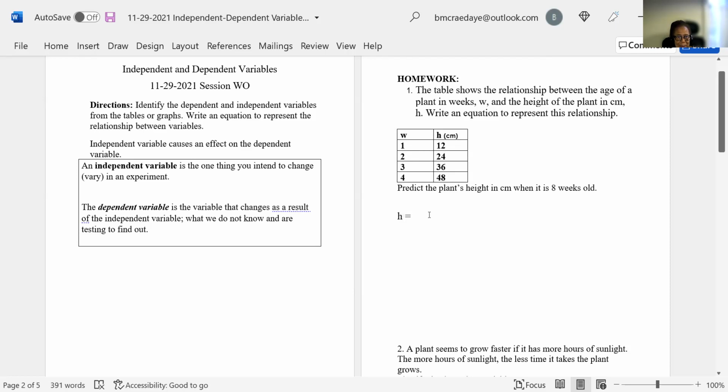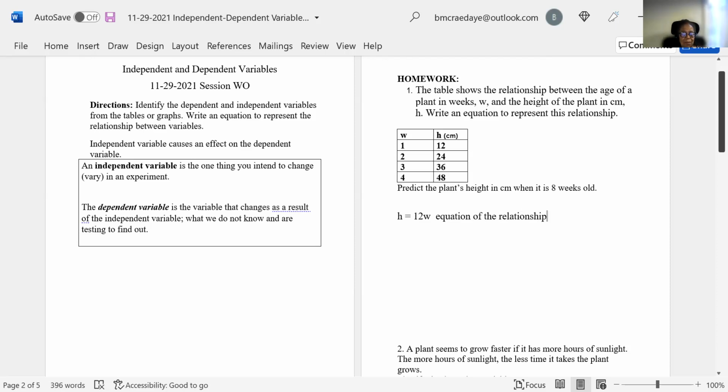What did I say? I multiplied by the number of weeks. I multiplied what number? By 12. That's right. Very good. So this will be 12 times W. That's your equation. Okay? That's the equation of the relationship. And the relationship is between the age of the plant in weeks and the height in centimeters. So that's the equation of the relationship.